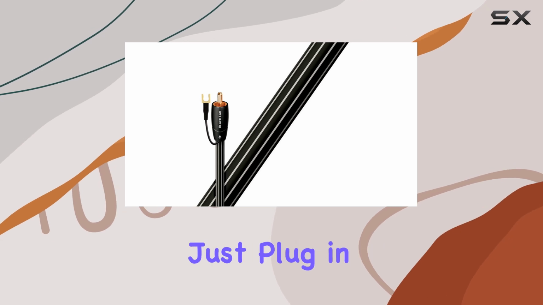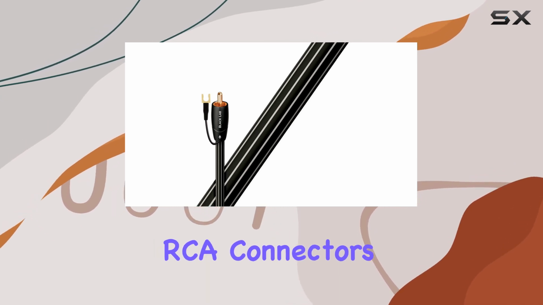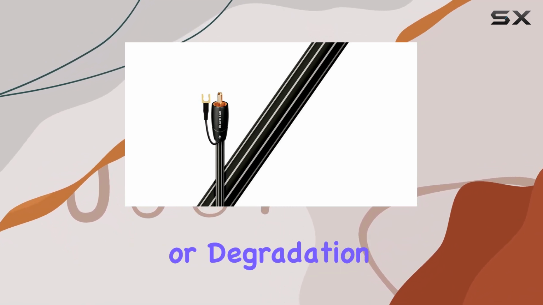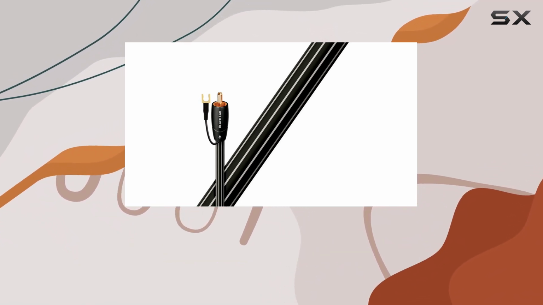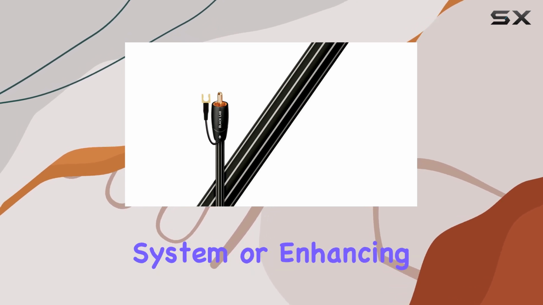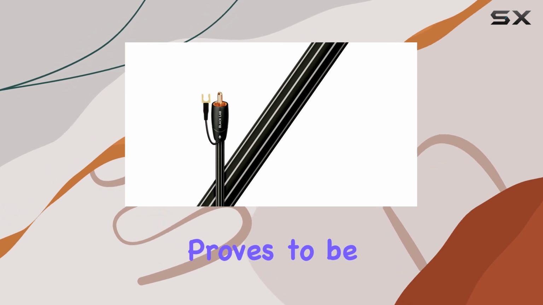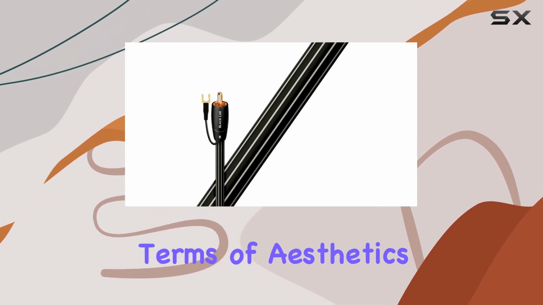Installation is straightforward. Just plug in the male-to-male RCA connectors and you're set. There's no need to worry about signal loss or degradation, thanks to the cable's efficient design. Whether you're setting up a home theater system or enhancing your audio setup, the Black Lab subwoofer cable proves to be a reliable choice in terms of aesthetics.